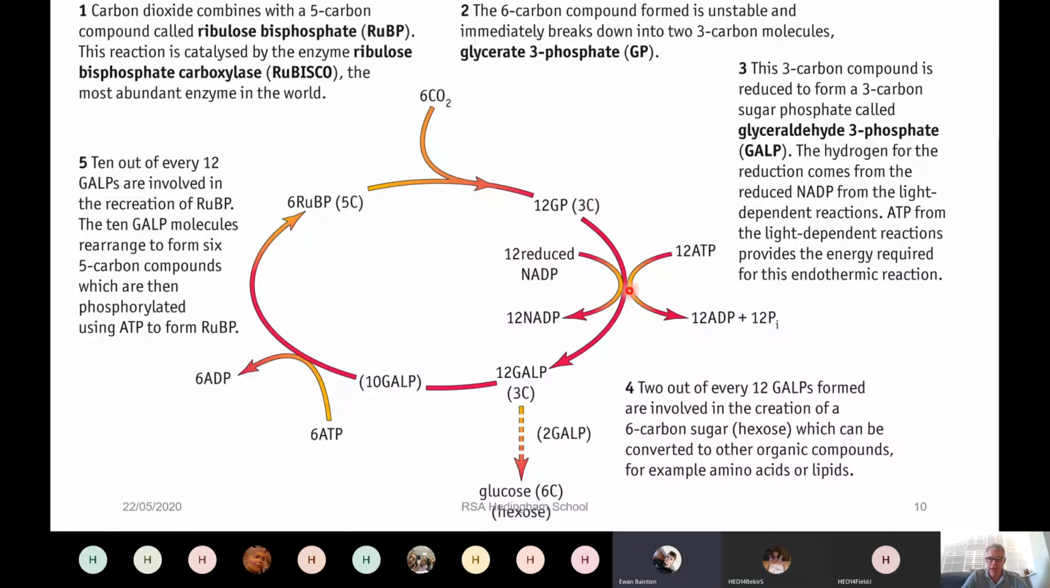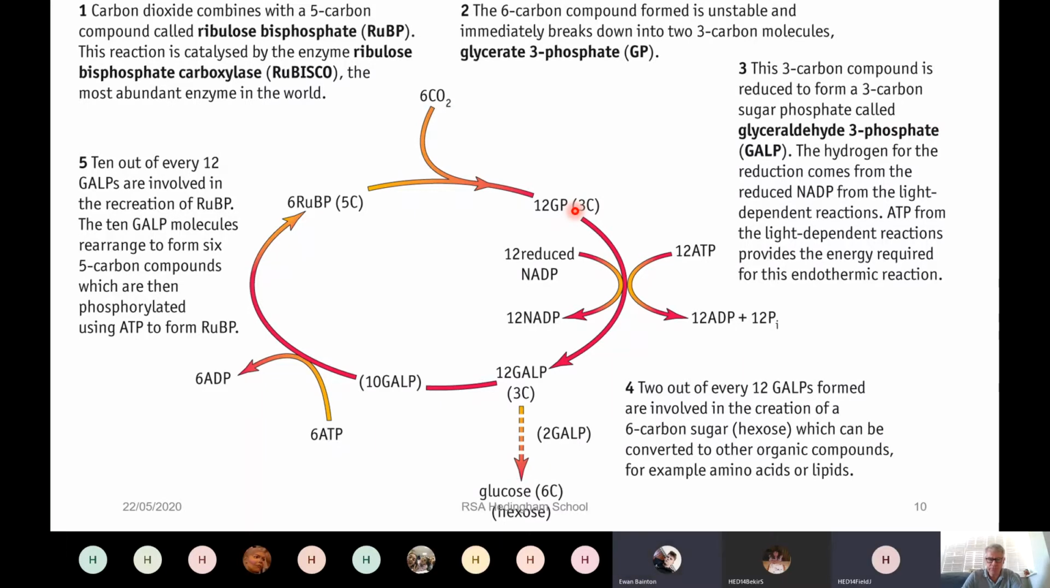Then we've got reduced NADP and ATP from the light dependent reaction, and that turns GP into GALP. Two of the 12 GALPs get turned into glucose, hexose sugar, 6 carbons. The other 10 get recycled with the help of energy back into more RuBP, so that more carbon dioxide can be fixed. Is that okay? Anybody got any questions about that?